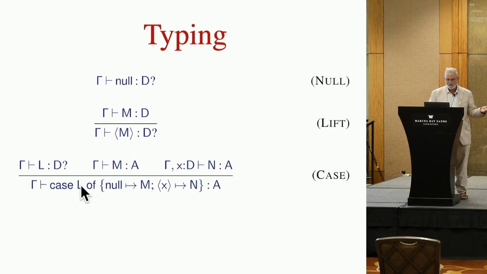And then we've got a case expression. So if L has type D?, and M has type A, and N, in the context where X is bound to D, has type A, you get this case expression.